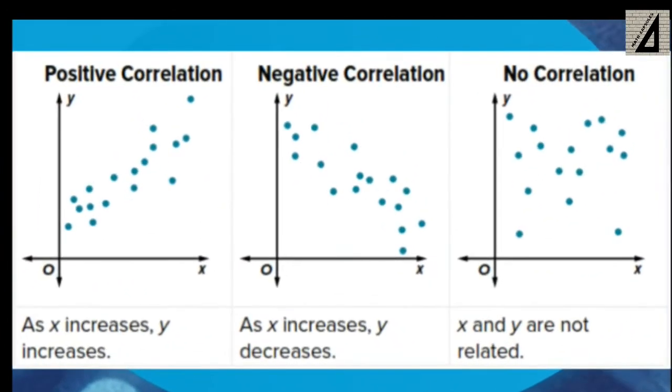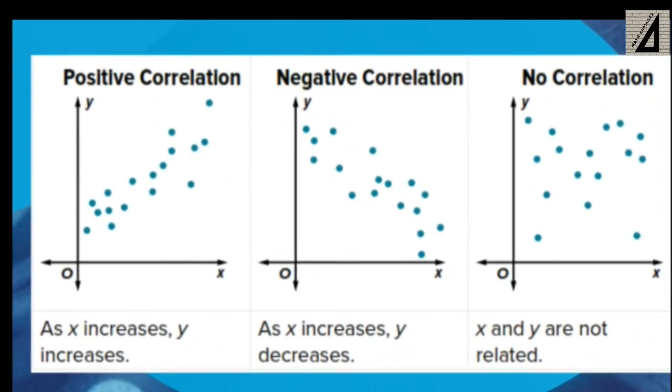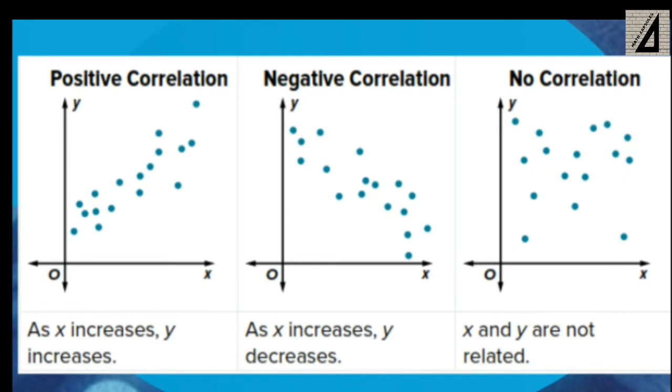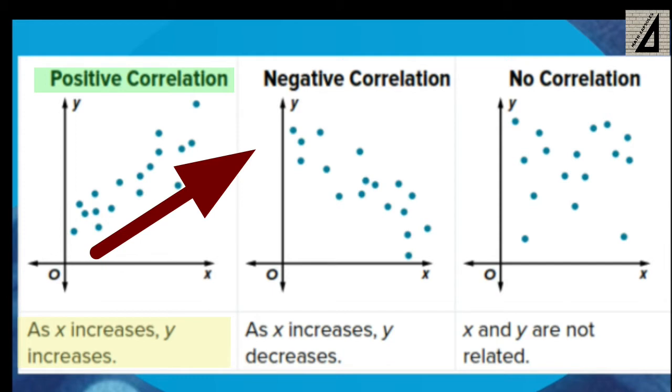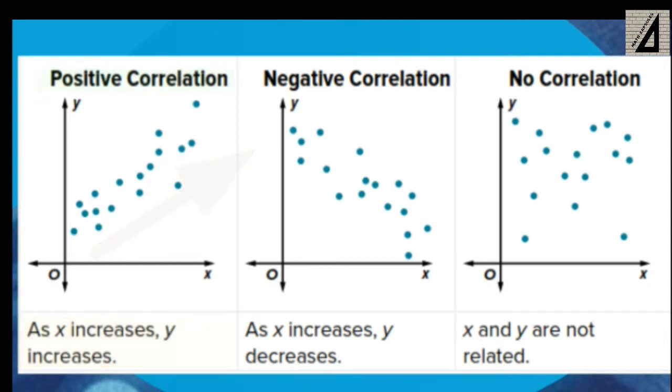Here are the types of trends between two values x and y in three different situations. The first one is a positive correlation. As x increases, y increases. You can see the points at x and y on the coordinate plane are all moving upwards. As x increases, y increases, and the points are all close together. This is called positive correlation.